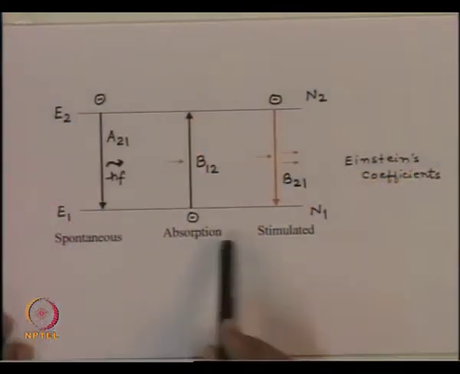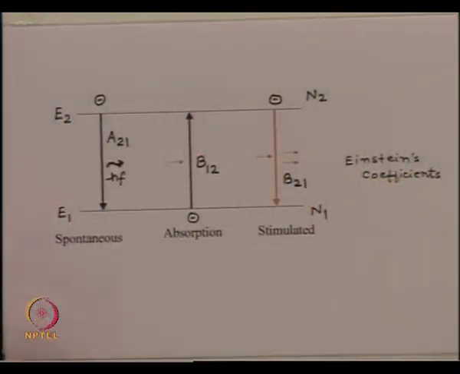So, we said if we take a simple material, consider a very simple system of two energy levels, and then ask what kind of processes the electron transition can have, we identified three processes which can take place inside the material. One is what is called the spontaneous process, the other one is the absorption process, and the third one is the stimulated process.